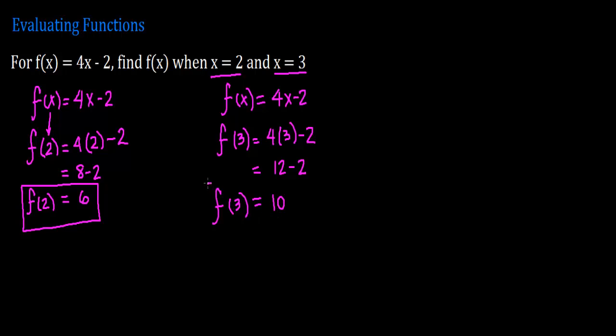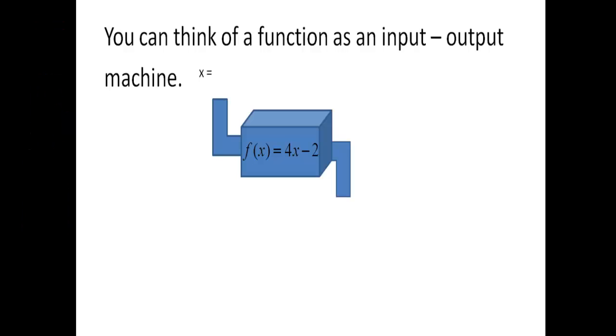And I want to show you an illustration of what a function is. You can think of a function as a machine. It's an input-output machine. And I'm going to show you with an illustration. Here is the input-output machine. Notice how inside this box, or inside this machine, is the function we're evaluating. f of x is equal to 4x minus 2.